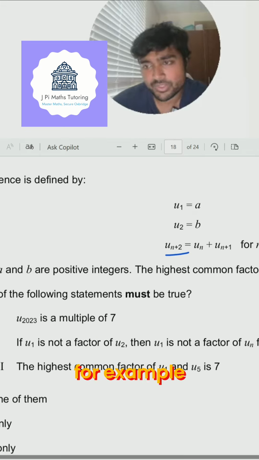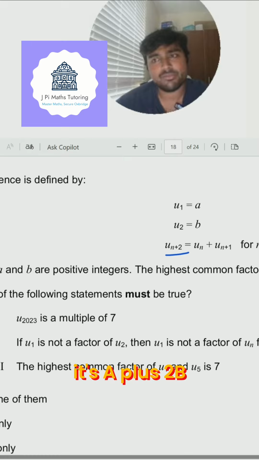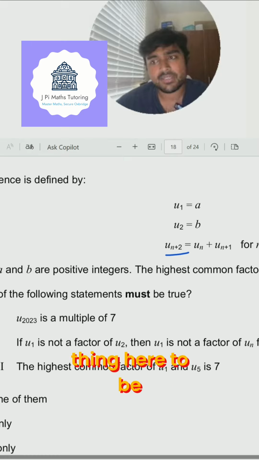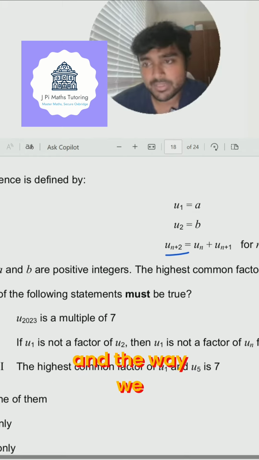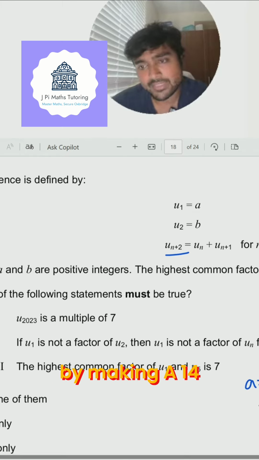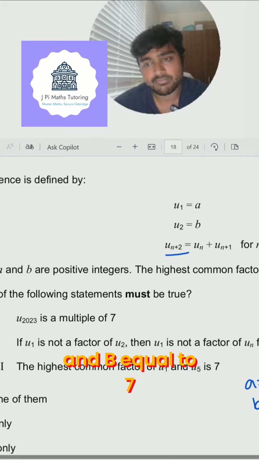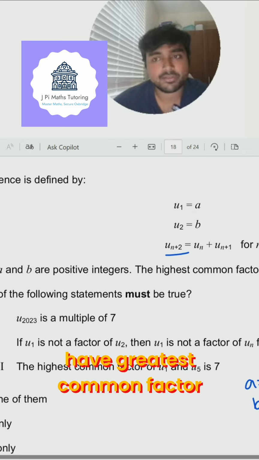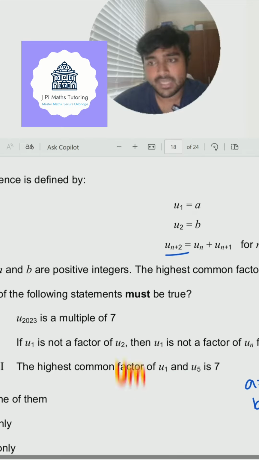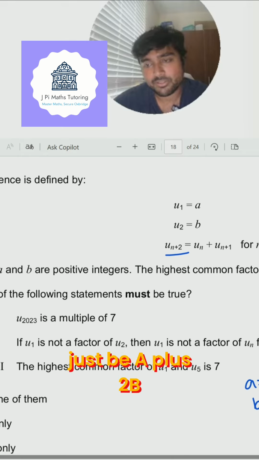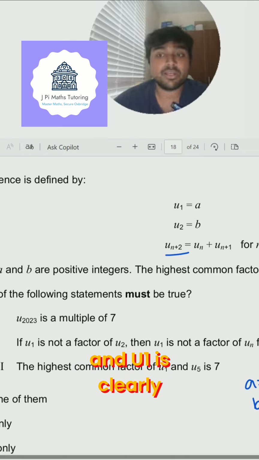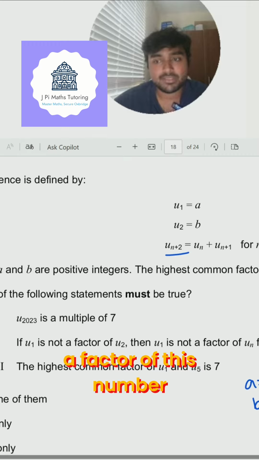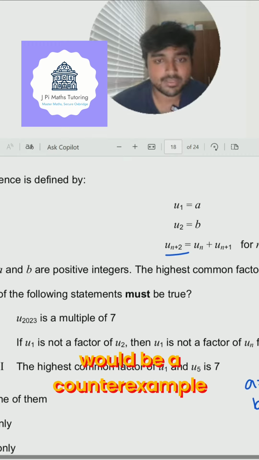If we look at, for example, u4 here, it's a plus 2b. So we want this to be a multiple of a so we can use this as a counterexample, and the way we can do that is by making a 14 and b equal to 7. So certainly these two have greatest common factor of 7, but u4 then would just be a plus 2b, which is 28, and u1 is clearly a factor of this number. And so therefore that would be a counterexample to this statement.